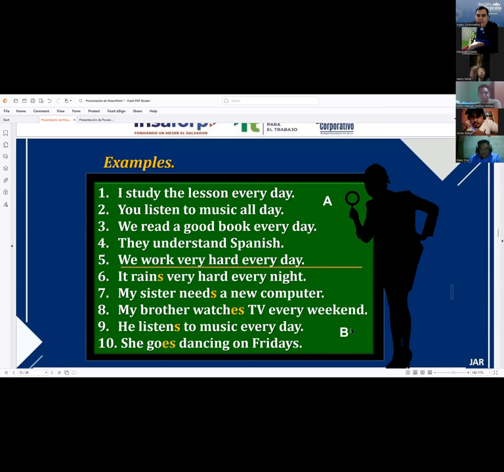Volunteer to read B. Who wants to read B? Me. Go ahead. It rains very hard every night. My sister needs a new computer. My brother watches TV every weekend. He listens to music every day. She goes dancing on Fridays. Excellent. Very good. Thanks.